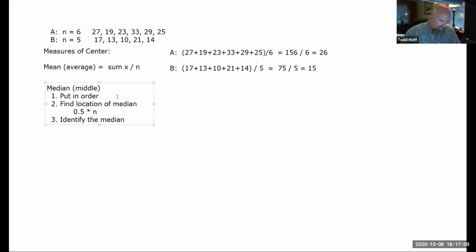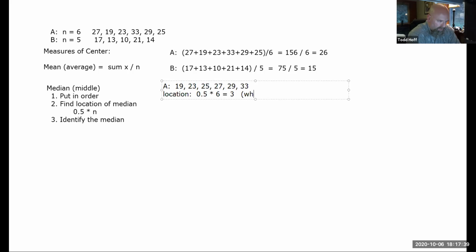So for set A here, we'll put those in order. Looks like we've got 19, 23, 25, 27, 29, and 33. So location of the median: 0.5 times n, which is 6 for this data set, is 3.